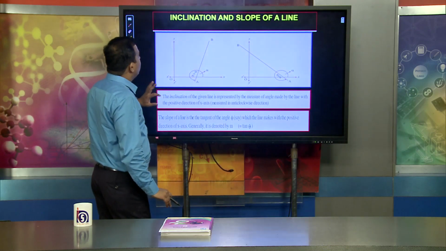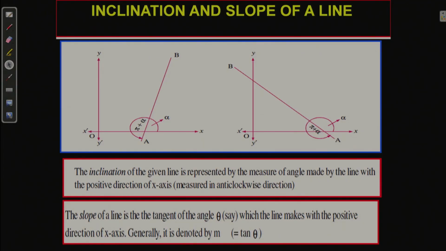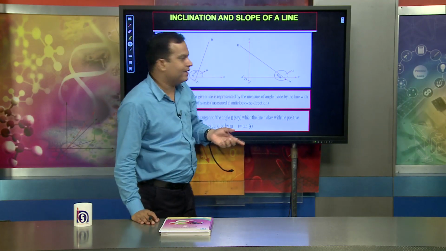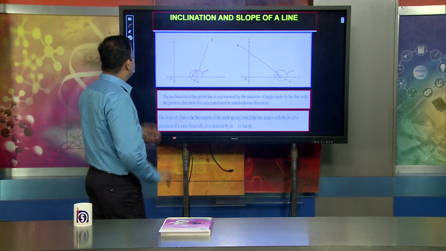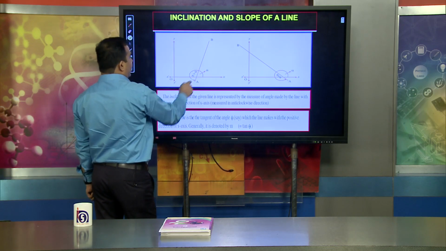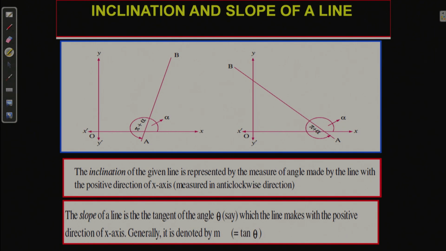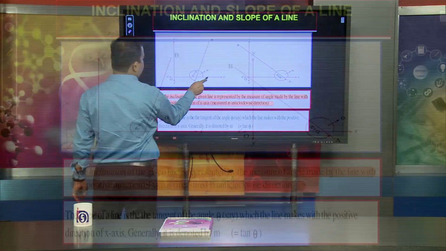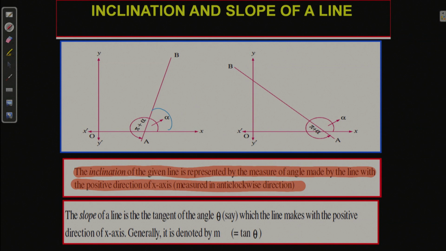Now, we will move to the inclination and slope of a line. You know inclination and slope. Inclination is an angle. Suppose this is x'ox, y'oy. When talking about the inclination of a given line AB, it represents the measure of the angle made by the line with the positive direction of the x axis, measured anti-clockwise. This is alpha, the inclination of line AB.